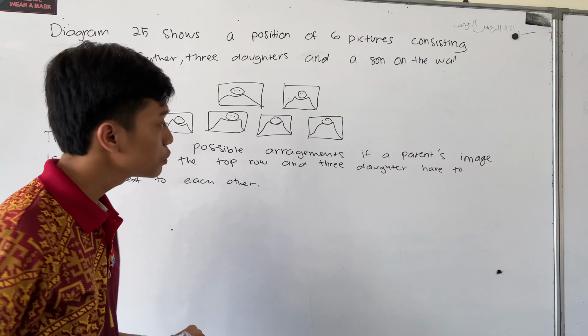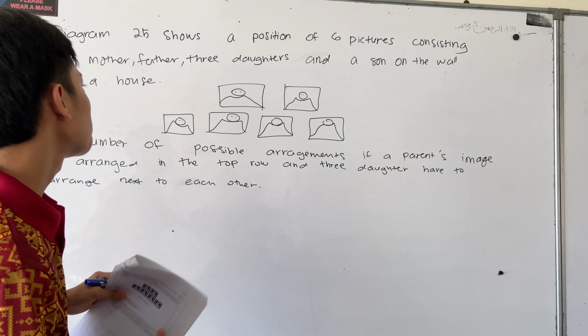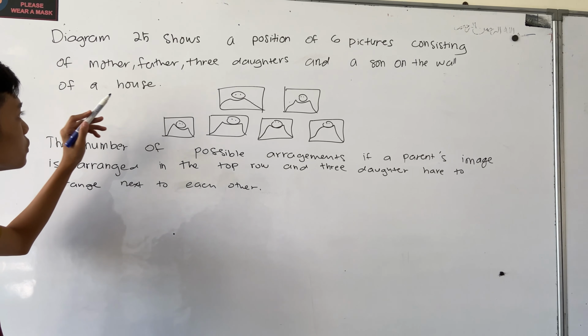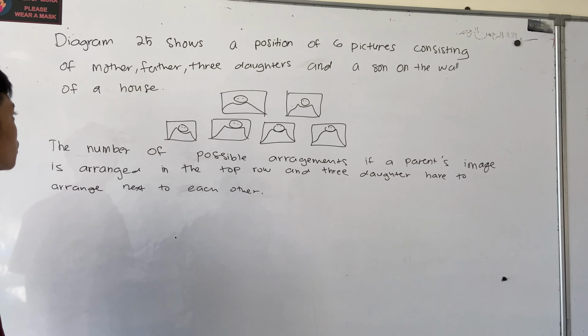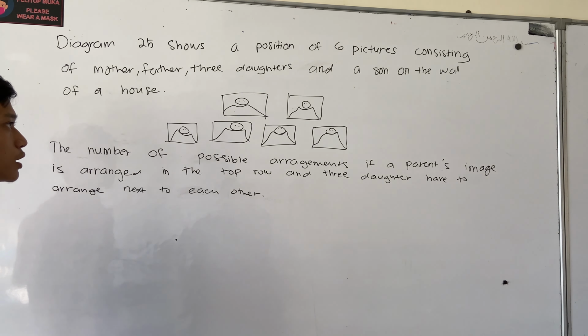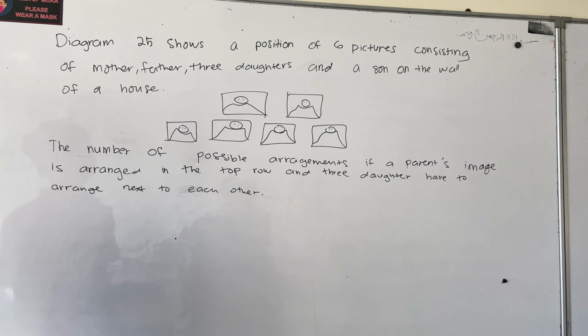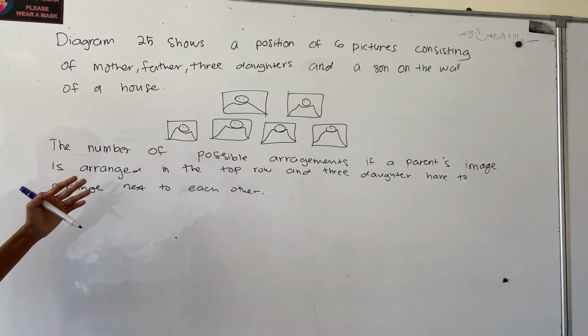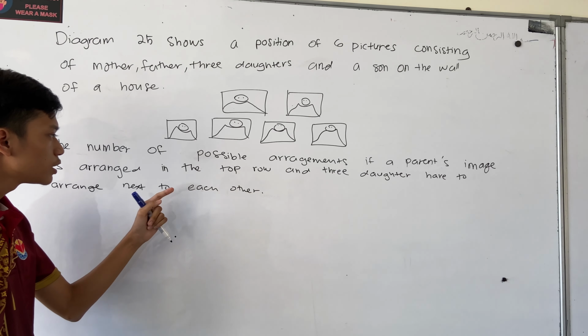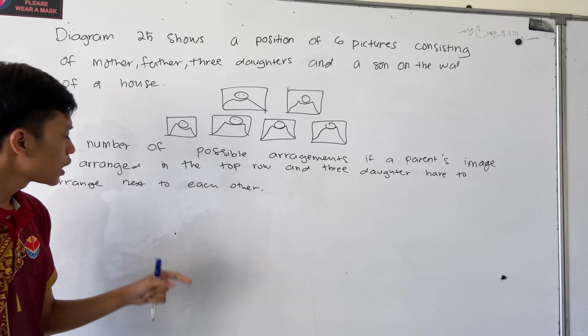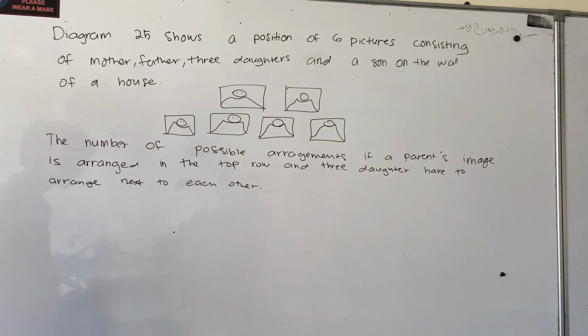Hey guys, now let's move to another example. Diagram 25 shows a position of 6 pictures consisting of mother, father, 3 daughters and a son on the wall of a house. The number of possible arrangements if a parent's image is arranged in the top row and 3 daughters have to be arranged next to each other.